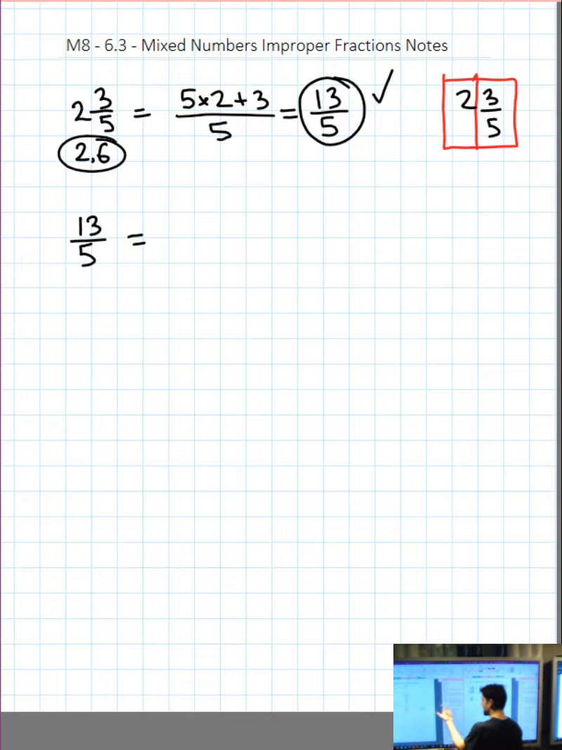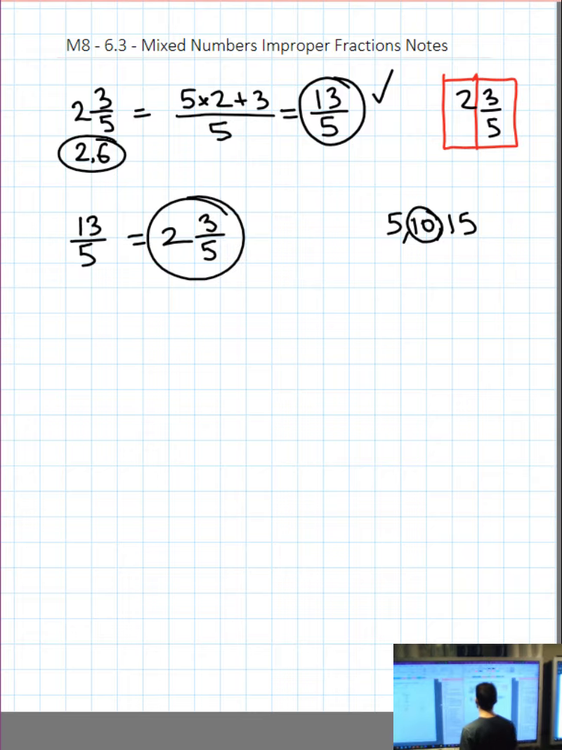Well, 5, 10, 15. Well, 2 times 5 is 10. So it goes in twice, so 2. Then 2 times 5 we know is 10. So for the remainder, what is 13 minus 10? 3. And still over the initial denominator, and we can circle our answer. And again, that's the same question from before. 2.6, 2 and 3/5 is equal to 13/5.